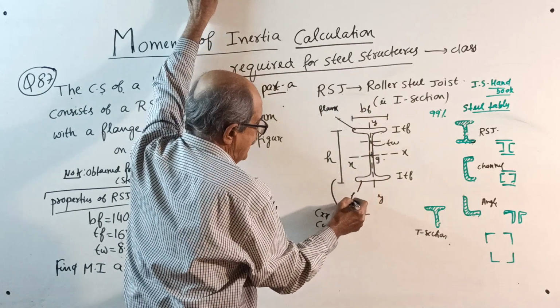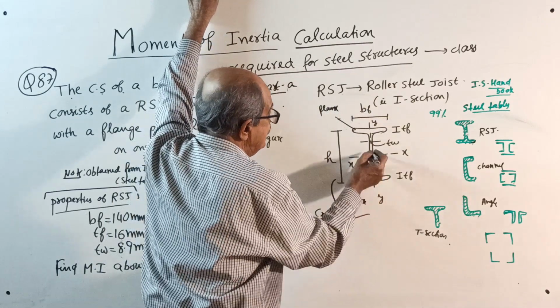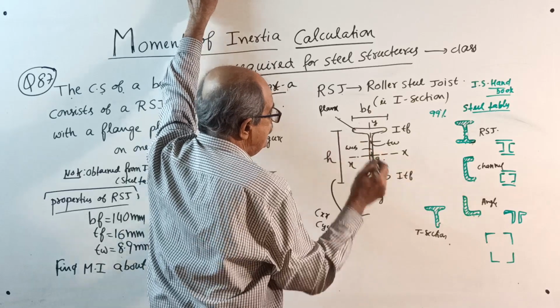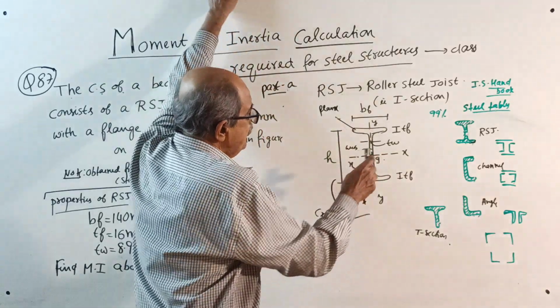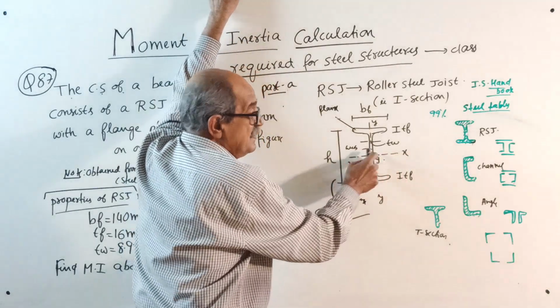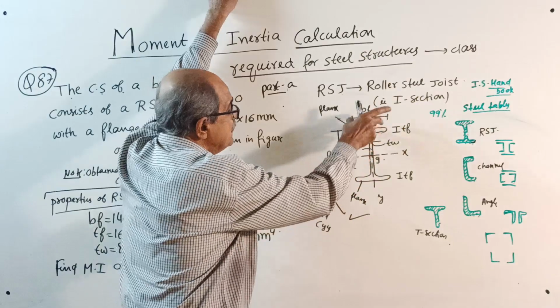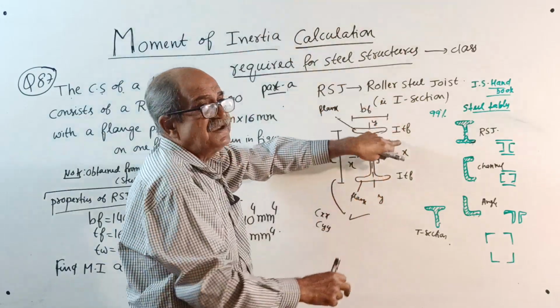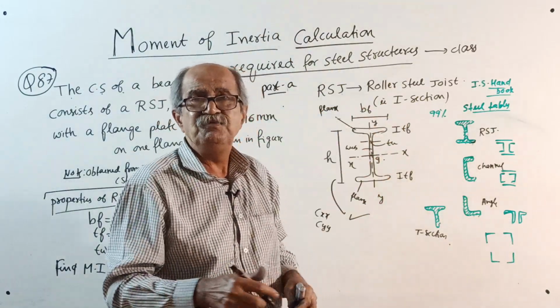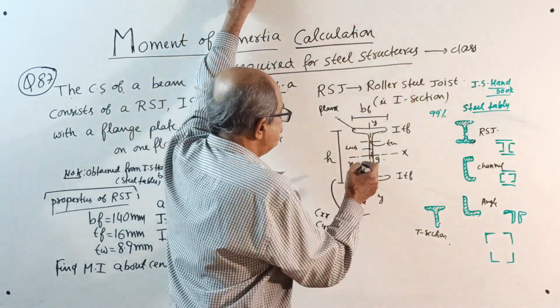This is also called the flange: upper flange, lower flange. This is called the web. Then this is the XX axis. As per the IS handbook, we will always place it like this. Sometimes the I section may be turned. If it is turned, you will handle it later. This is called XX.